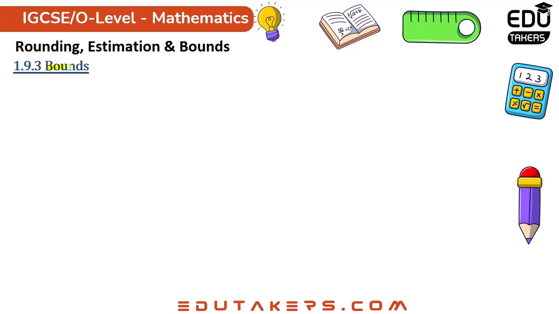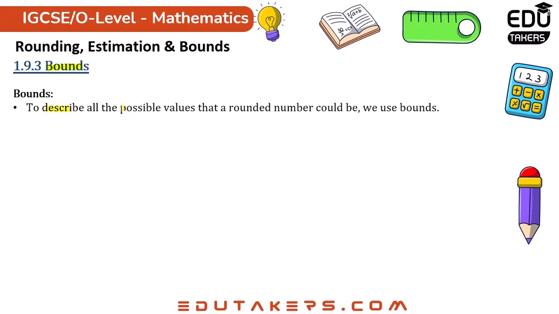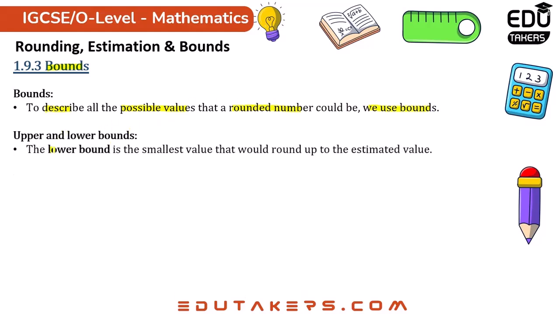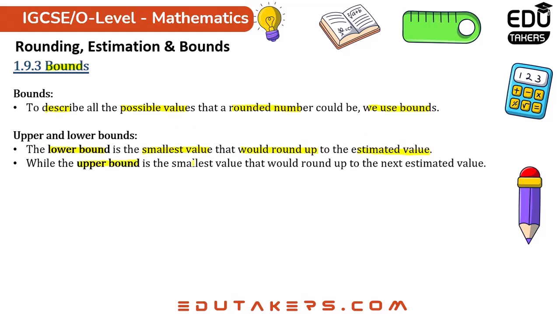Next topic is bounds. To describe all the possible values that a rounded number could be, we use bounds: upper and lower bounds. The lower bound is the smallest value that would round up to the estimated value, while the upper bound is the smallest value that would round up to the next estimated value.